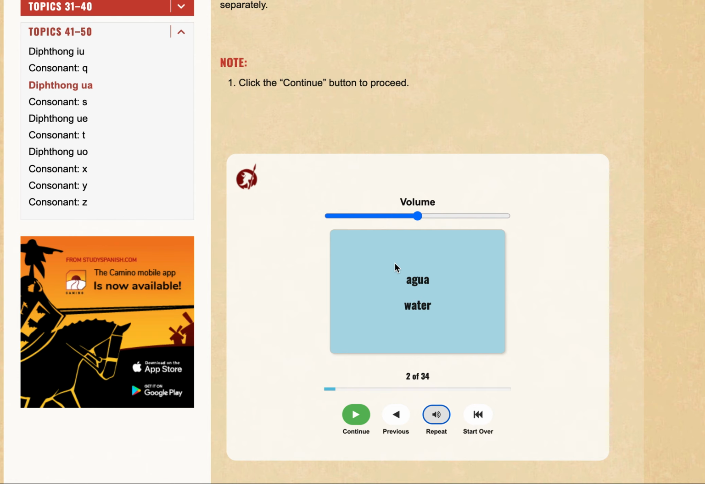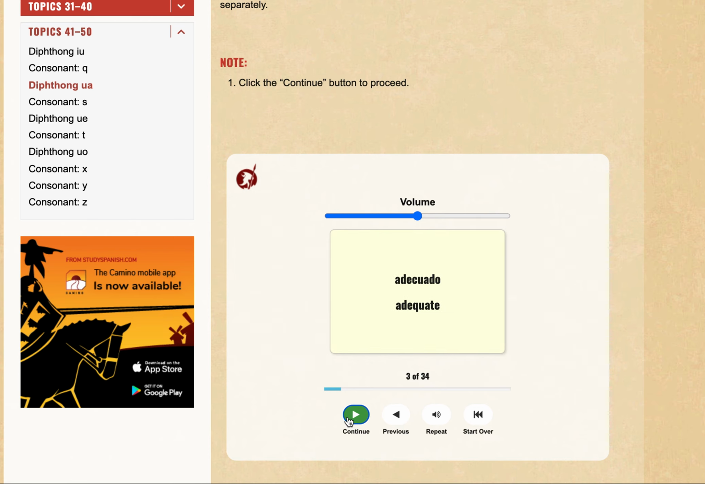It sounds more like agua. So take it as OO and A, right? A is A, and instead of U you are replacing it with double O. So agua. I'm not hearing the G, I'm not sure about you, but agua. It's very subtle. So agua, water.